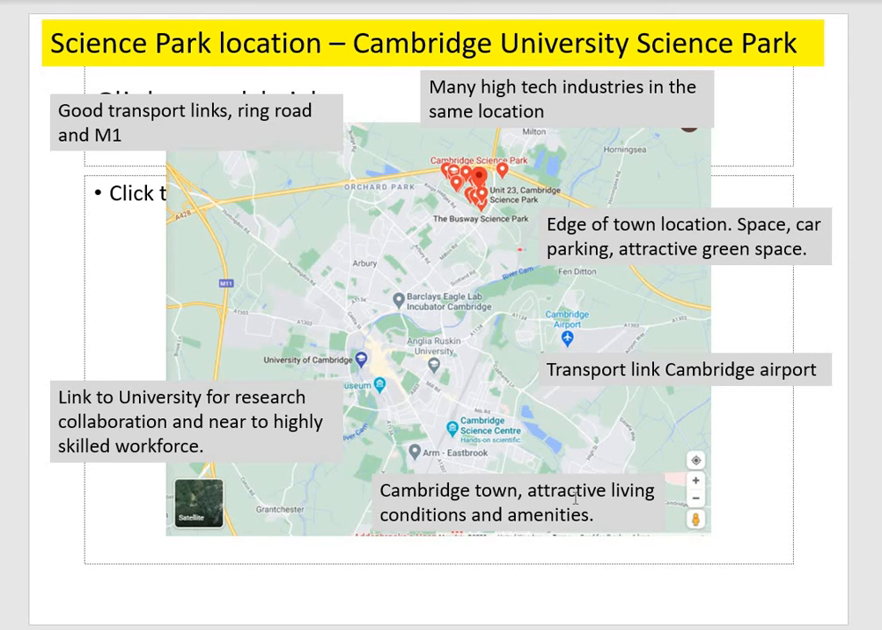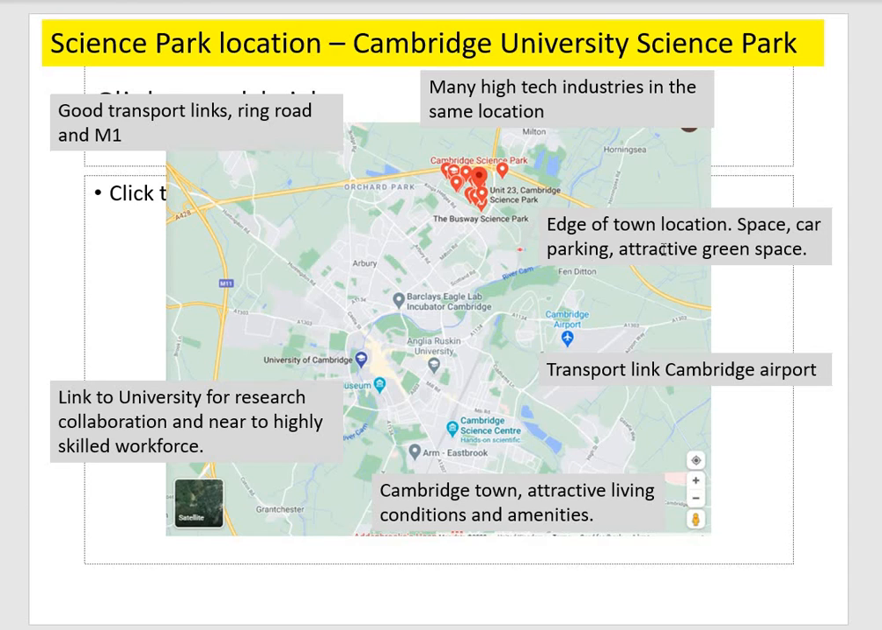And there's lots and lots of reasons why this was a good place for it to locate. So it's near Cambridge University. So it's got a really good link to the university. So it's got research collaboration. It's got a highly skilled workforce. Cambridge town itself is a very nice place, really nice looking buildings. So it would attract people who are earning high wages because it's a nice place to live.